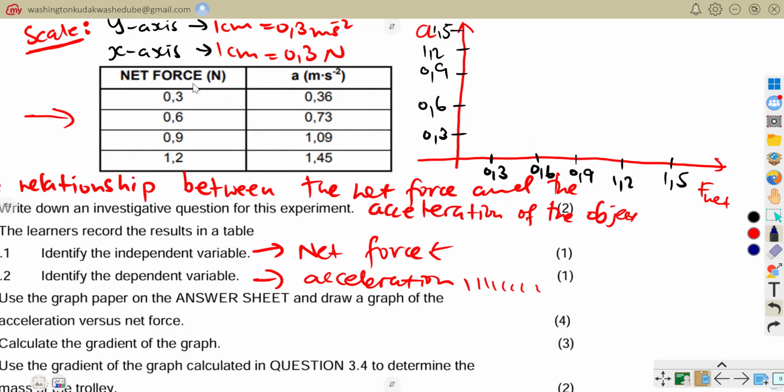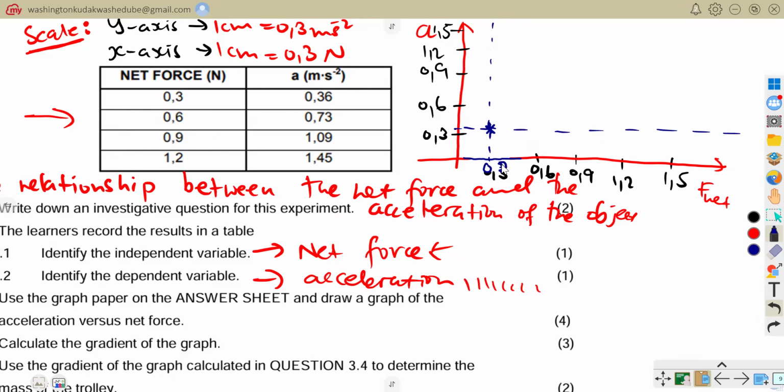So I've got 0.3 newtons here, and this would be a constant straight line of 0.3 newton. And then I would go to 0.36. So maybe somewhere here, this is where I would be having my 0.36. So this becomes my constant 0.36 line. Where these two intersect, this becomes my first point.